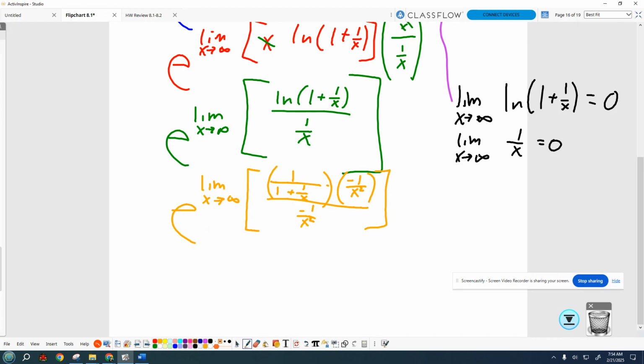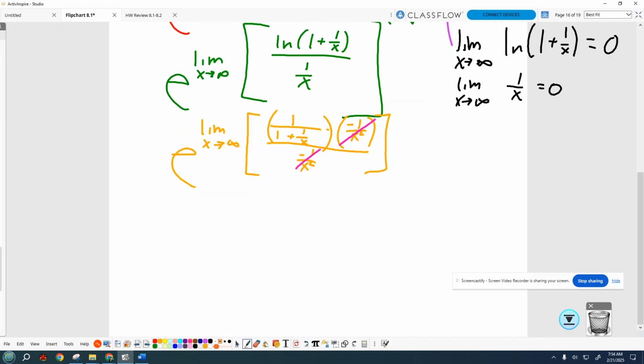That's a really long problem. And do you see anything that might simplify? Yeah, okay, that's nice. All right. So what I have left is that. What is that? Now when I plug in infinity, 1 over 1 plus 1 over infinity, it's 1. So the limit evaluates to 1, so the whole thing is just e.